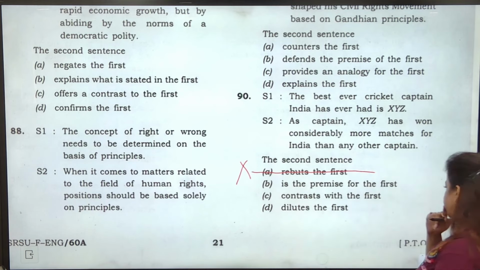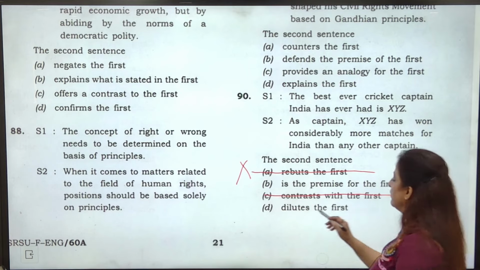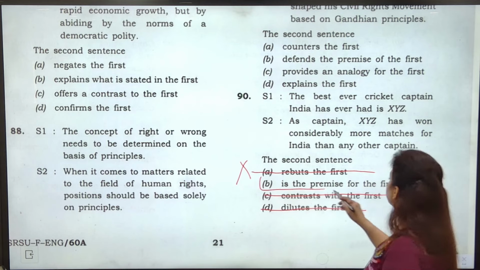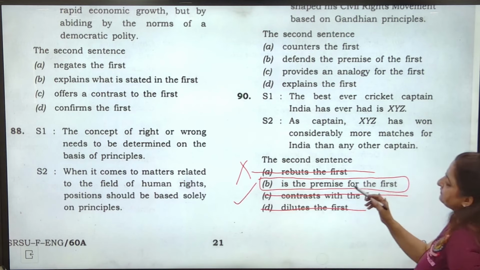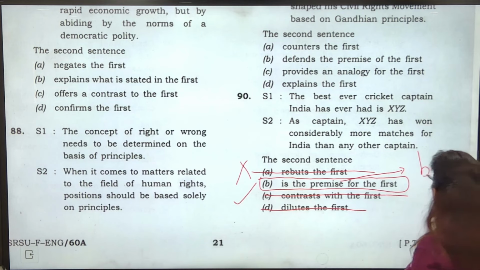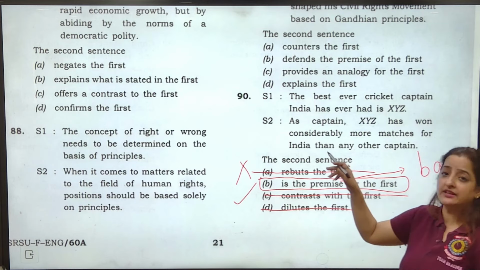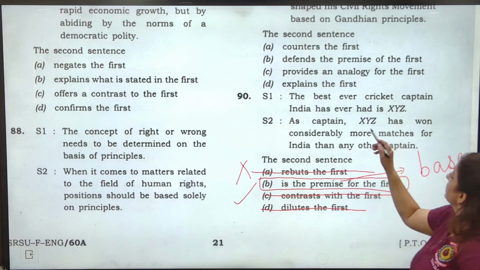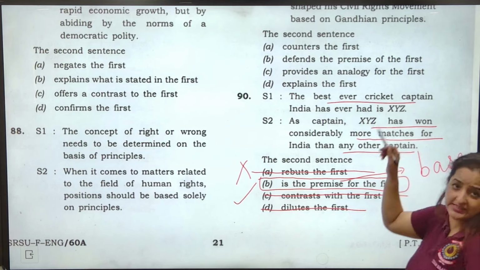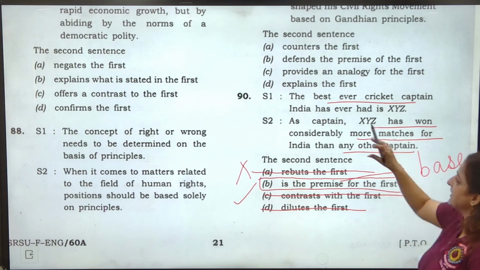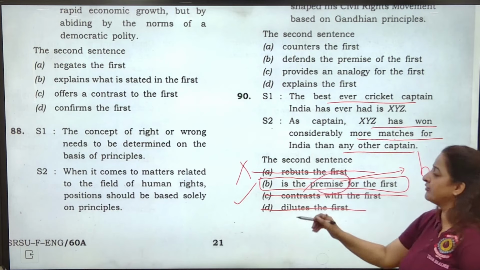It's the premise for the first. Contrast, dilute. So again, rebut and contrast almost the same. Dilute भी नहीं कर रहा है वो. Ultimately, answer is this one. It's the premise for the first. So, premise, like I told you earlier, you remember I told you किसी चीज का आधार है. So actually ये statement देखा जाए तो पहले है, क्योंकि इस कैप्टन ने सबसे ज्यादा मैचेस जीते हैं, इसीलिए वो बेस्ट एवर कैप्टन है. ये बेस है ना. सो ये एक प्रेमिस है, इसीलिए उसको बेस्ट एवर कैप्टन का. So basically statement 2, therefore it is the premise.